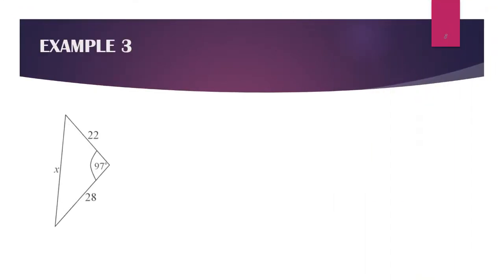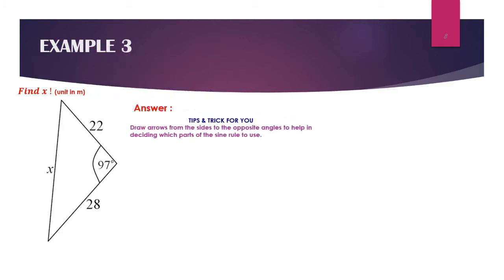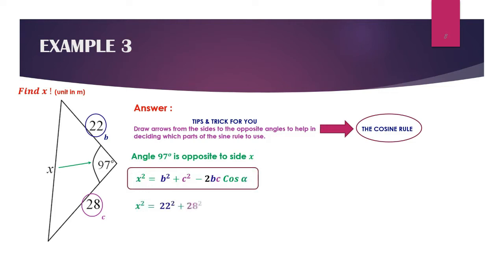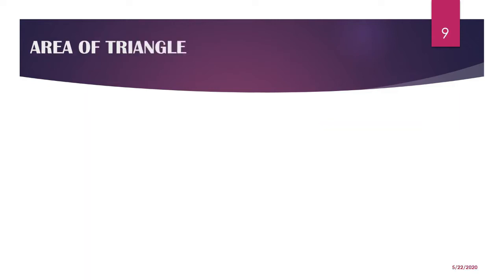Next, go to example 3. Find x, unit in meters. Okay, there is a scalene triangle. Tips and trick for you. Draw arrows from the sides to the opposite angle to help in deciding which part of the rule to use. Based on the diagram, we have to apply the cosine rule. Angle 97 degrees is opposite to side x, and 97 degrees is enclosed by 22 and 28. So x squared equals b squared plus c squared minus 2bc cosine alpha. x squared equals 22 squared plus 28 squared minus 2 times 22 times 28 cosine 97 degrees. So x equals 37.69 meters. Very clear.